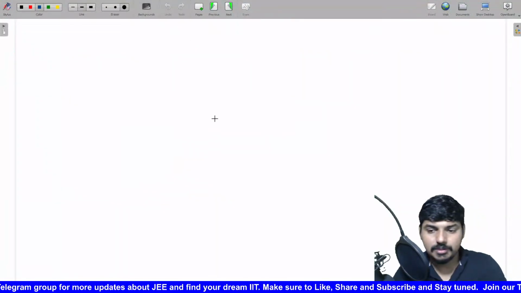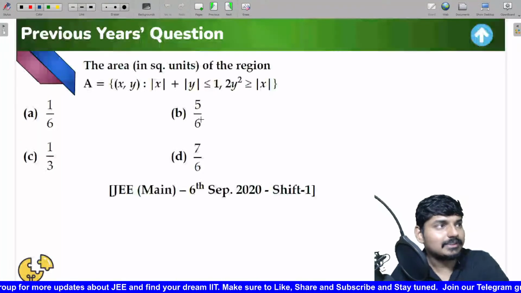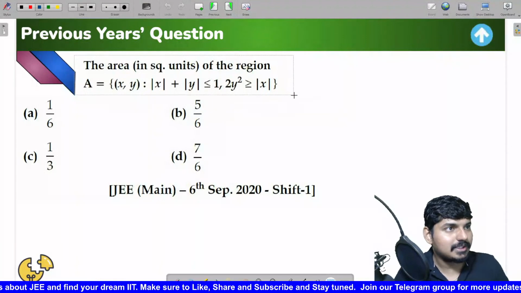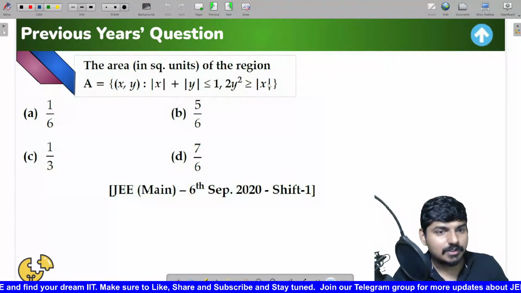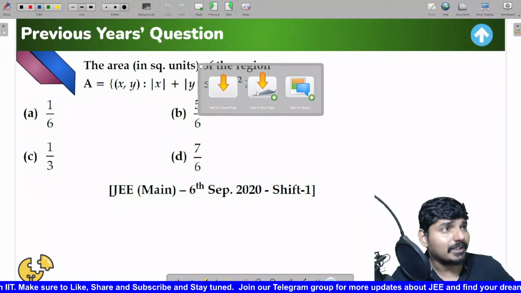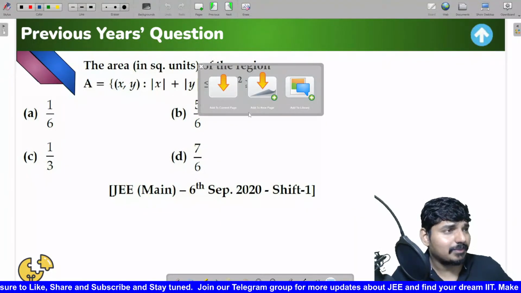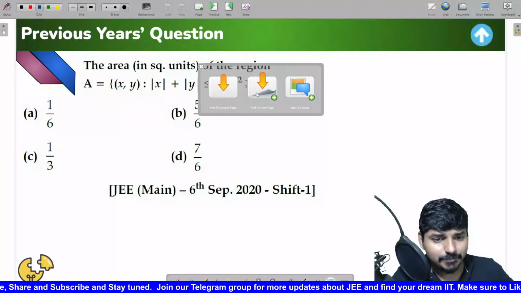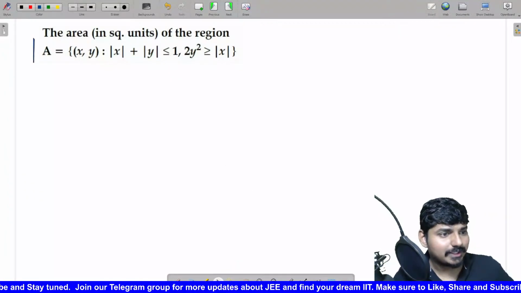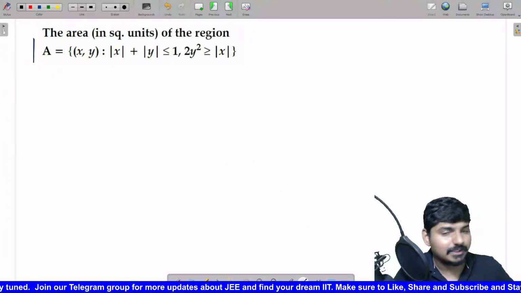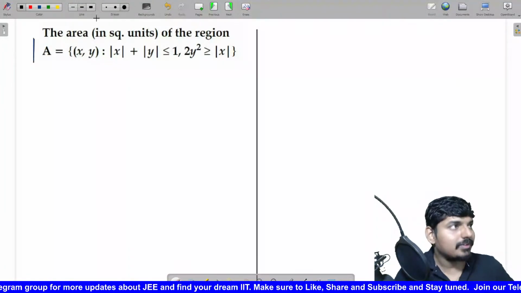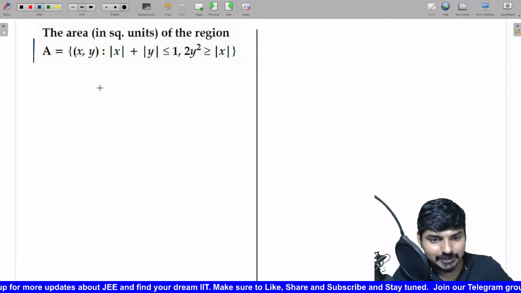So in this question, you can clearly see that this is what is the question being asked. So let me take this question to another slide. Now you see this question, everyone. तो यहाँ पे हम क्या कर सकते हैं ये वाले question में? So the area of the region which is given by A is equal to x comma y, where mod x plus mod y less than or equal to 1 is given and 2y square greater than or equal to mod x is given for you. We need to figure out what this is going to be. Now how do we do this question, everyone? It is very, very simple.